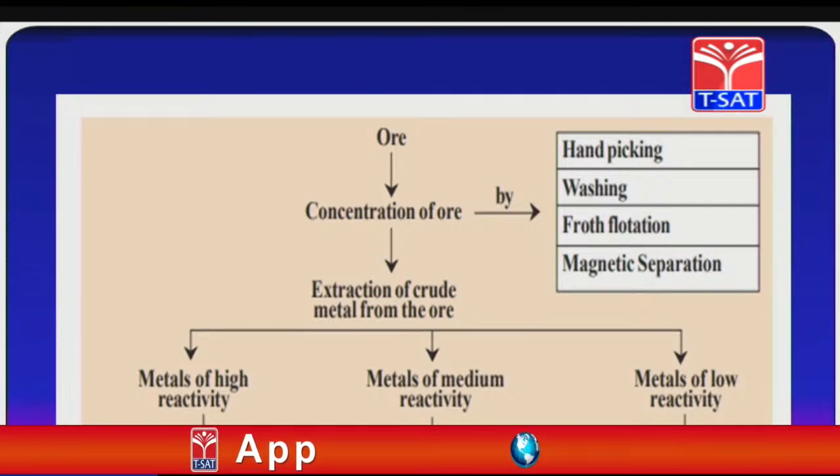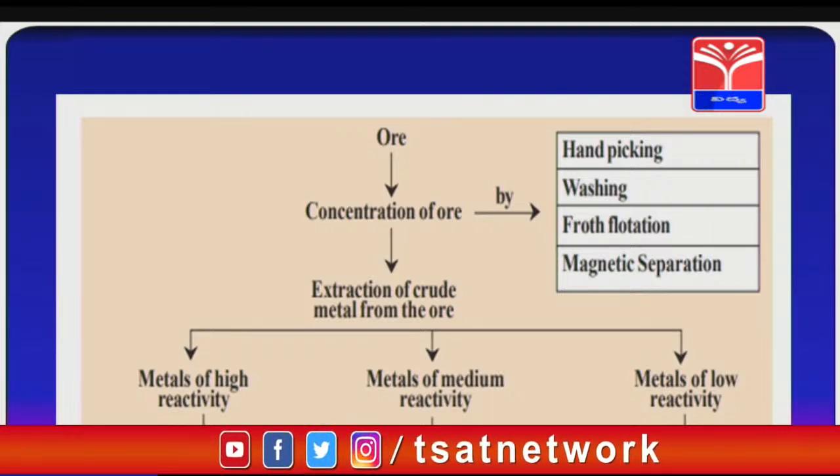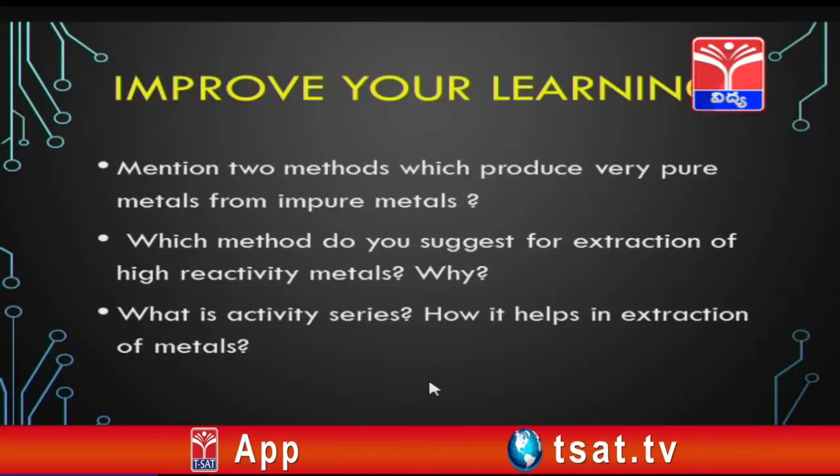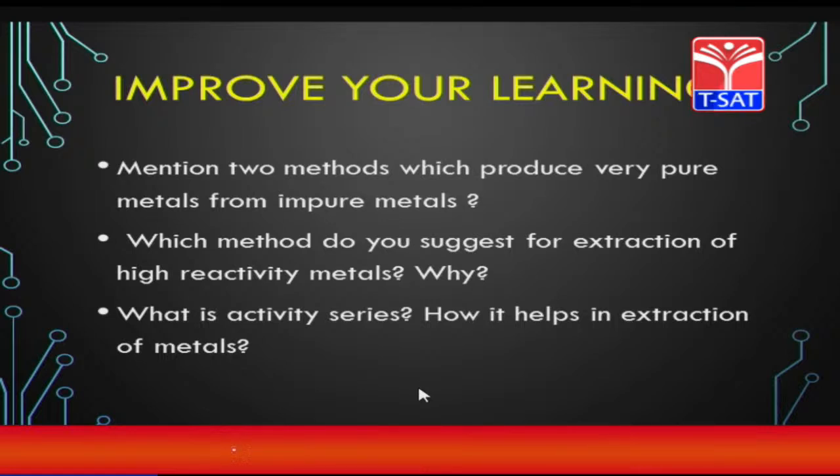So, children, ores are mainly the minerals which are obtained in the earth's crust. So, extraction of crude metal from the ore depends upon the reactivity of the metals, and we have seen there are 3 types of metal reactivity: metals of high reactivity, metals of medium reactivity and metals of low reactivity. Mention 2 methods which produce very poor metals and impure metals.